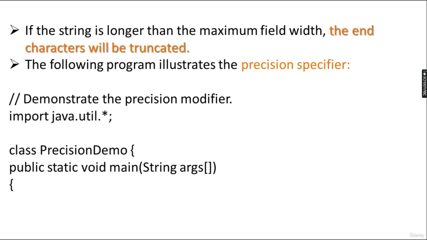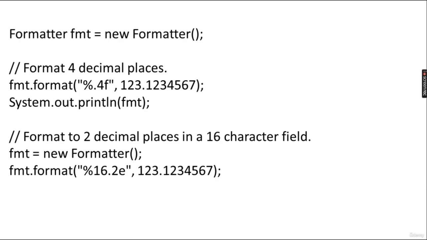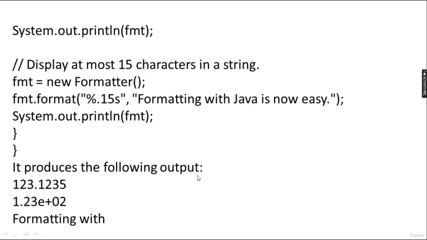The following program we will see now for the precision specifier. Formatter object is created, %.4F, 123.1234567. Okay, so 4 decimal places: 1, 2, 3, 4. Format to 2 decimal places in a 16 character field, %16.2E. So 2 decimal places will be kept over here, and formatting with Java is now easy.